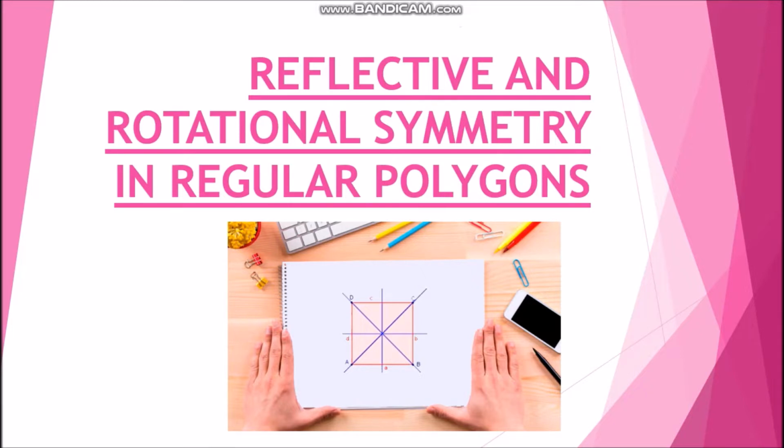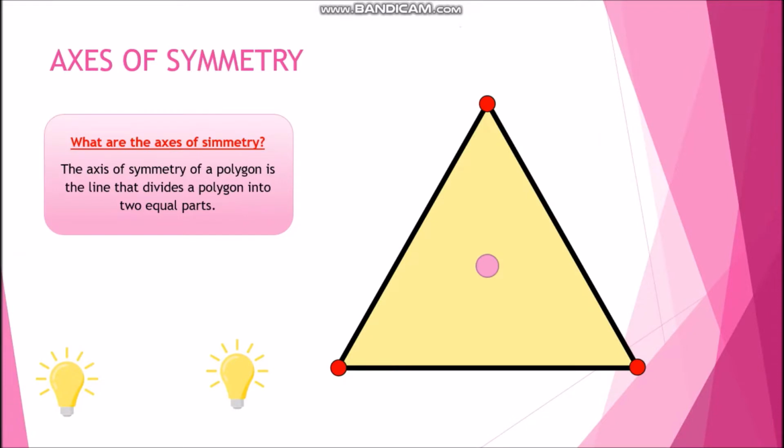It's important that we remember what is a polygon. Es importante que recordemos qué es un polígono. Do you remember what is a polygon? ¿Ustedes se acuerdan qué es un polígono? Ok. A polygon is a plane shape with straight sides. Remember, a polygon is a plane shape with straight sides. Un polígono es una figura plana, plane shape, con lados rectos, straight sides.